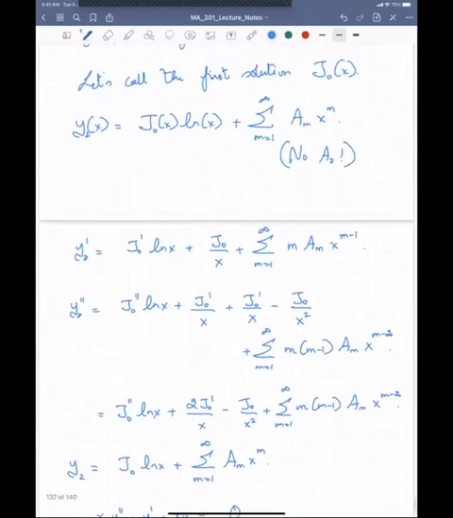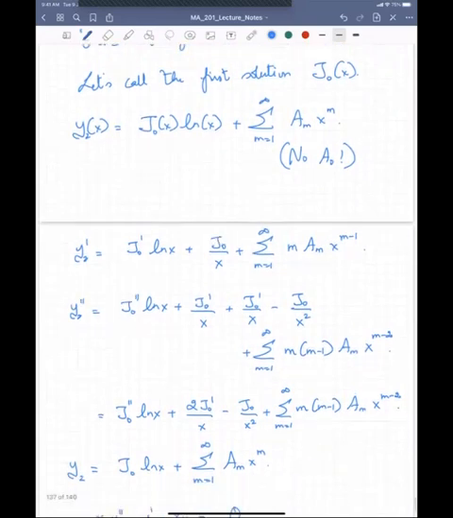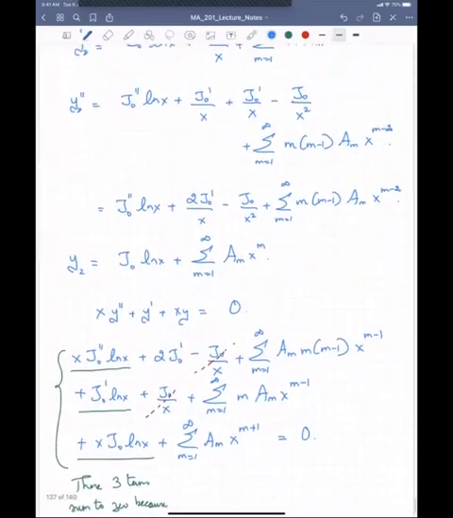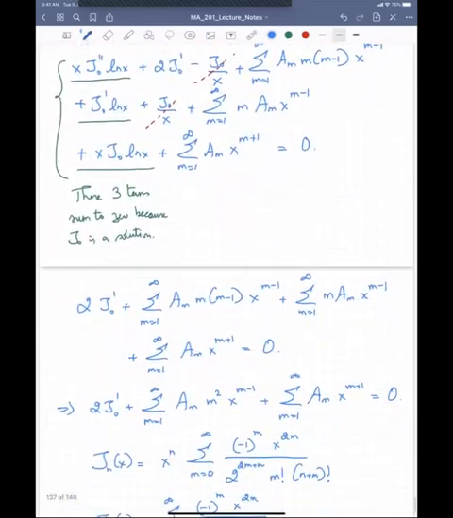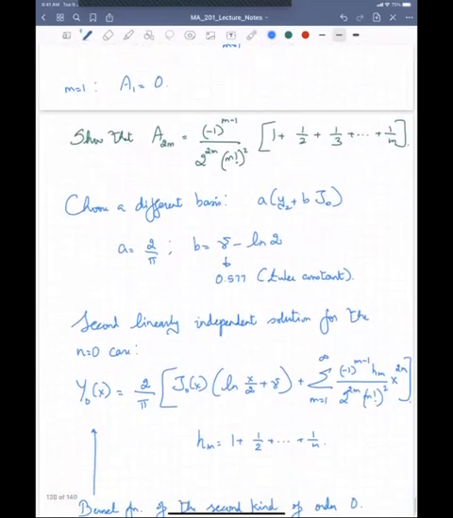and I will use that particular ansatz, which is basically some k times J0 logarithm x plus the sum over m equal to 0 to infinity of a_m x to the m. Again, I will go through the exact same thing. I'll demand that this y2 satisfies the Bessel equation, and then I will use this to figure out the recursion relations and find the series for n equal to 1.